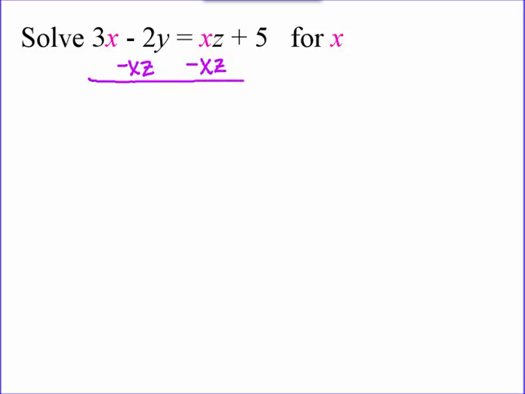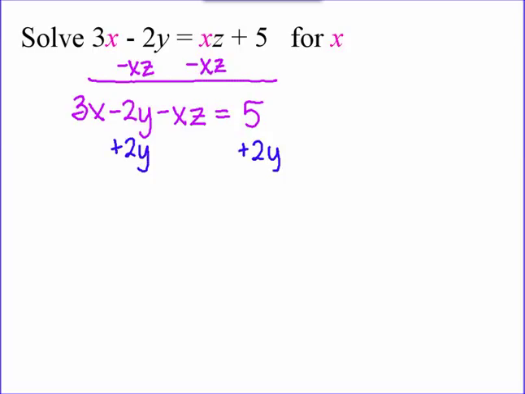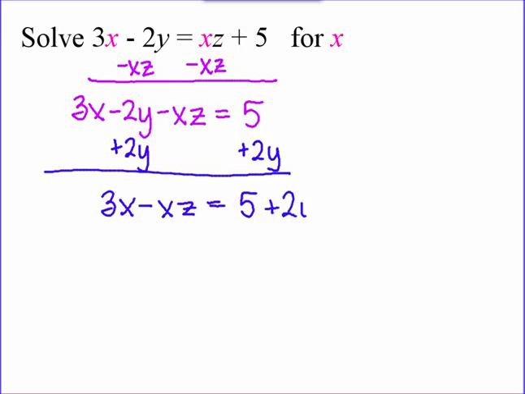So what I end up having now is 3x minus 2y minus xz equals 5. Now remember what I said. All the x's on one side, everything else on the other. So what do I need to do? I need to add 2 what? 2y. So on the left side, I end up getting 3x minus xz equals what? 5 plus 2y.